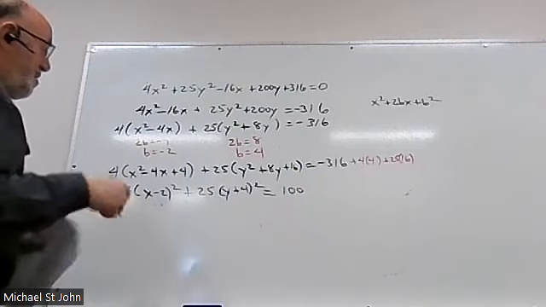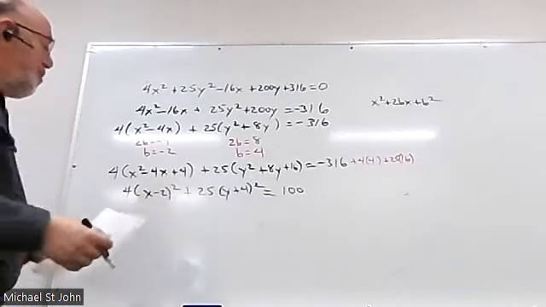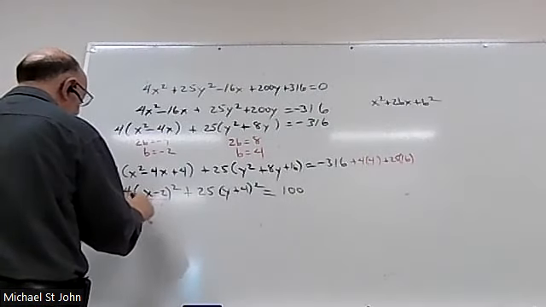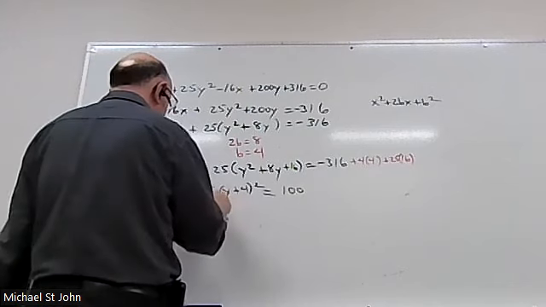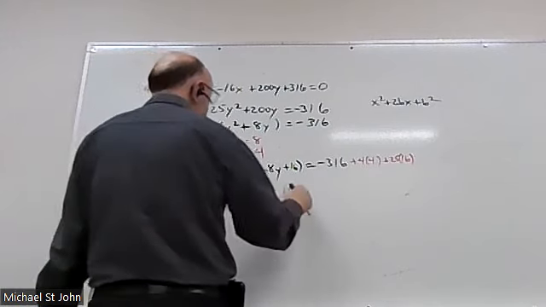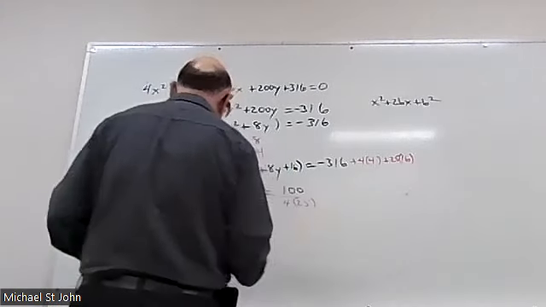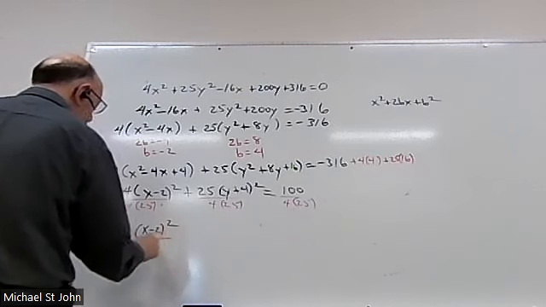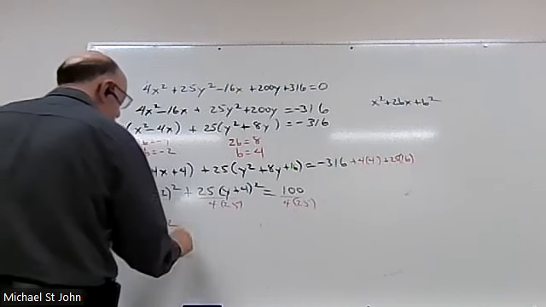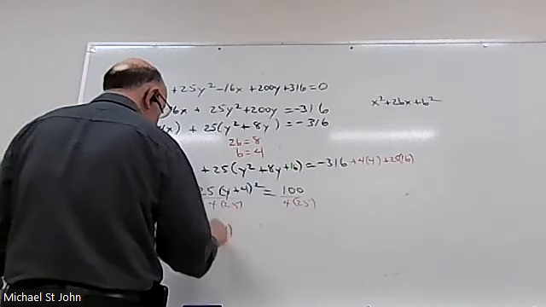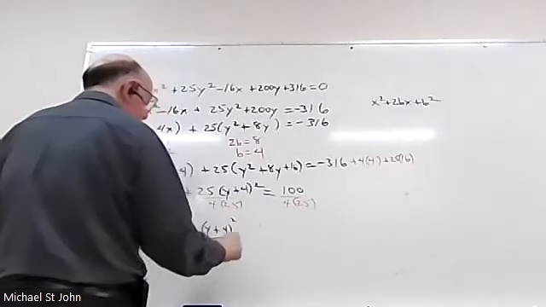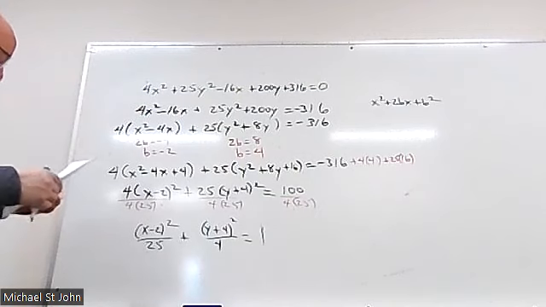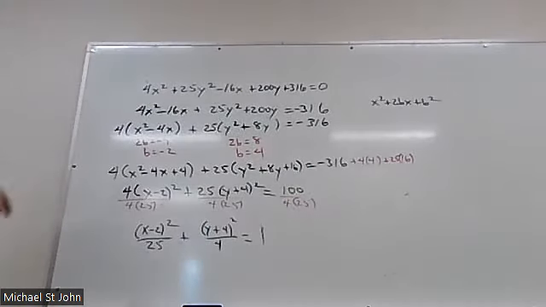And remember, we want that in terms of an ellipse, we want this to equal 1. And so we divide this side by 4 times 25, this by the 4 times the 25, this by the 4 times the 25. We now end up with x minus 2 squared over 25 plus y plus 4 squared over 4, and this will be 1. So we have our equation in our usual form.